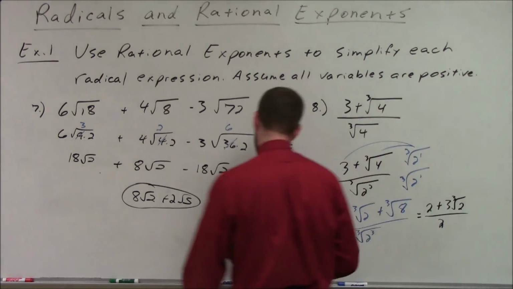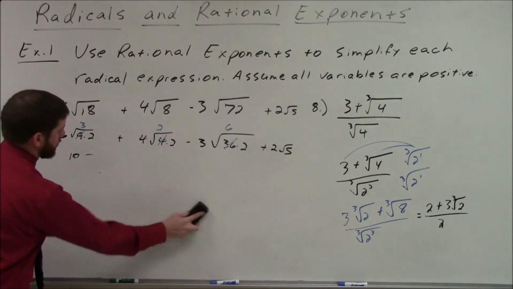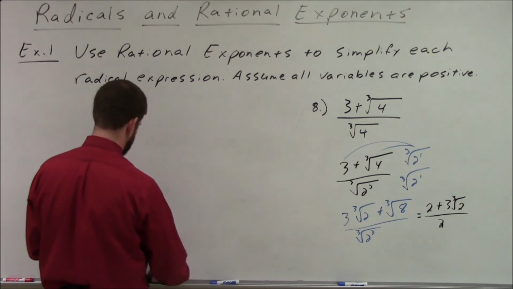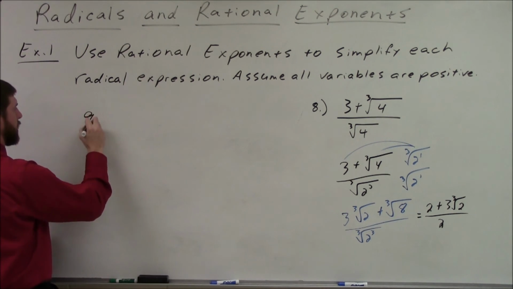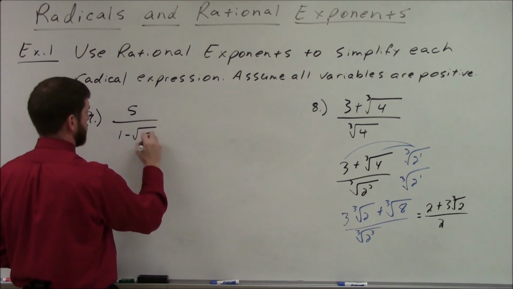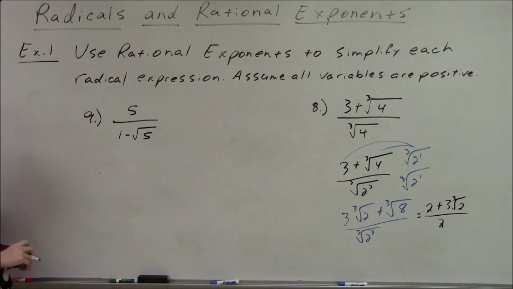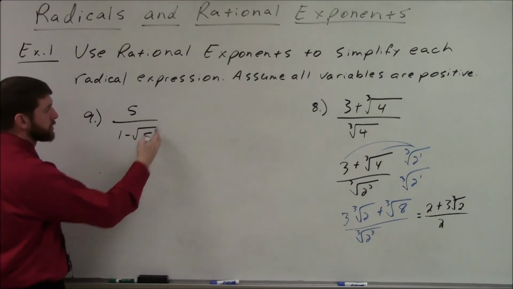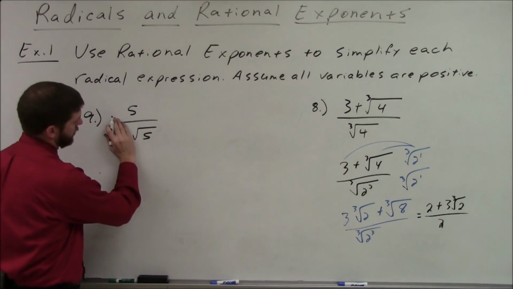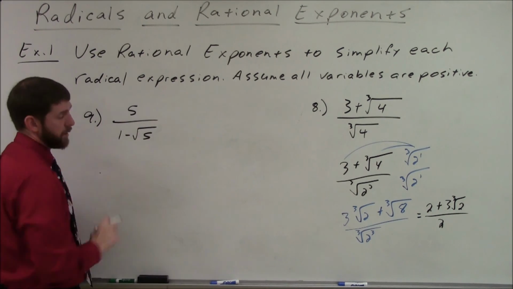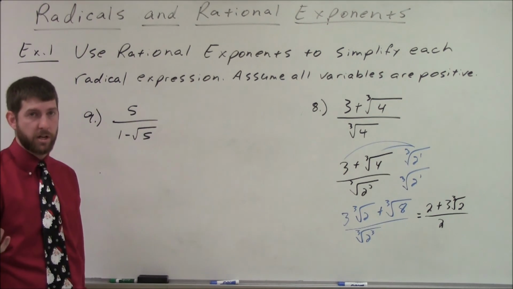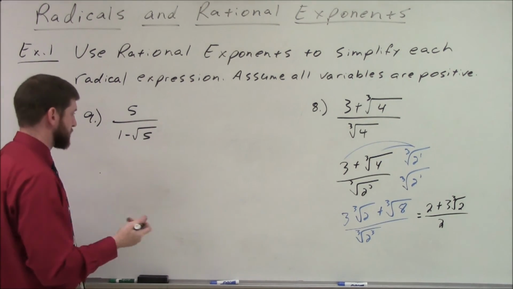Okay, one last one that deals with rationalizing. 5 over 1 minus square root of 5. So we don't have a single radical in the denominator or a single term. We've got a binomial here. So remember, if we've got that, we treat it just like we do our imaginaries, and we use the conjugate to get rid of it.